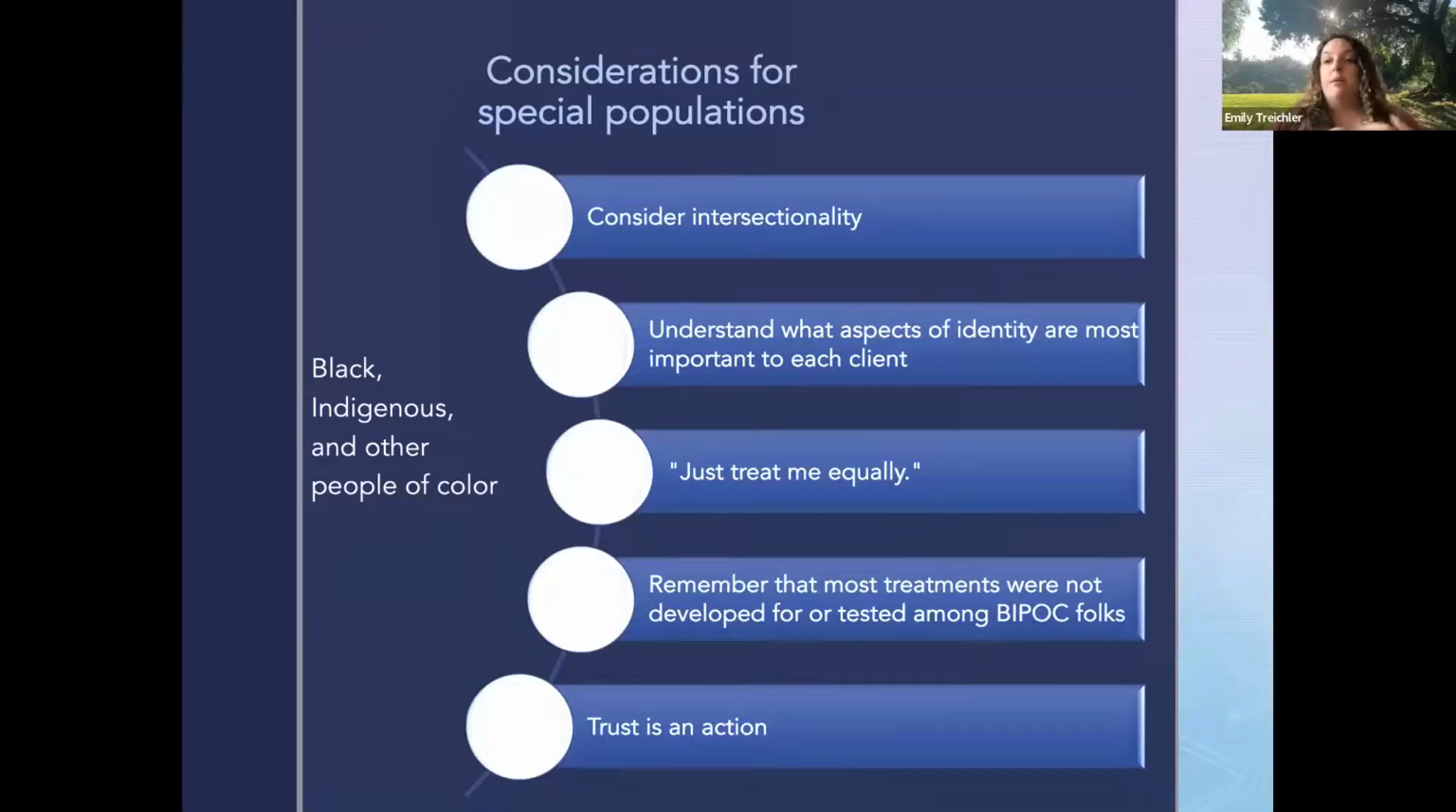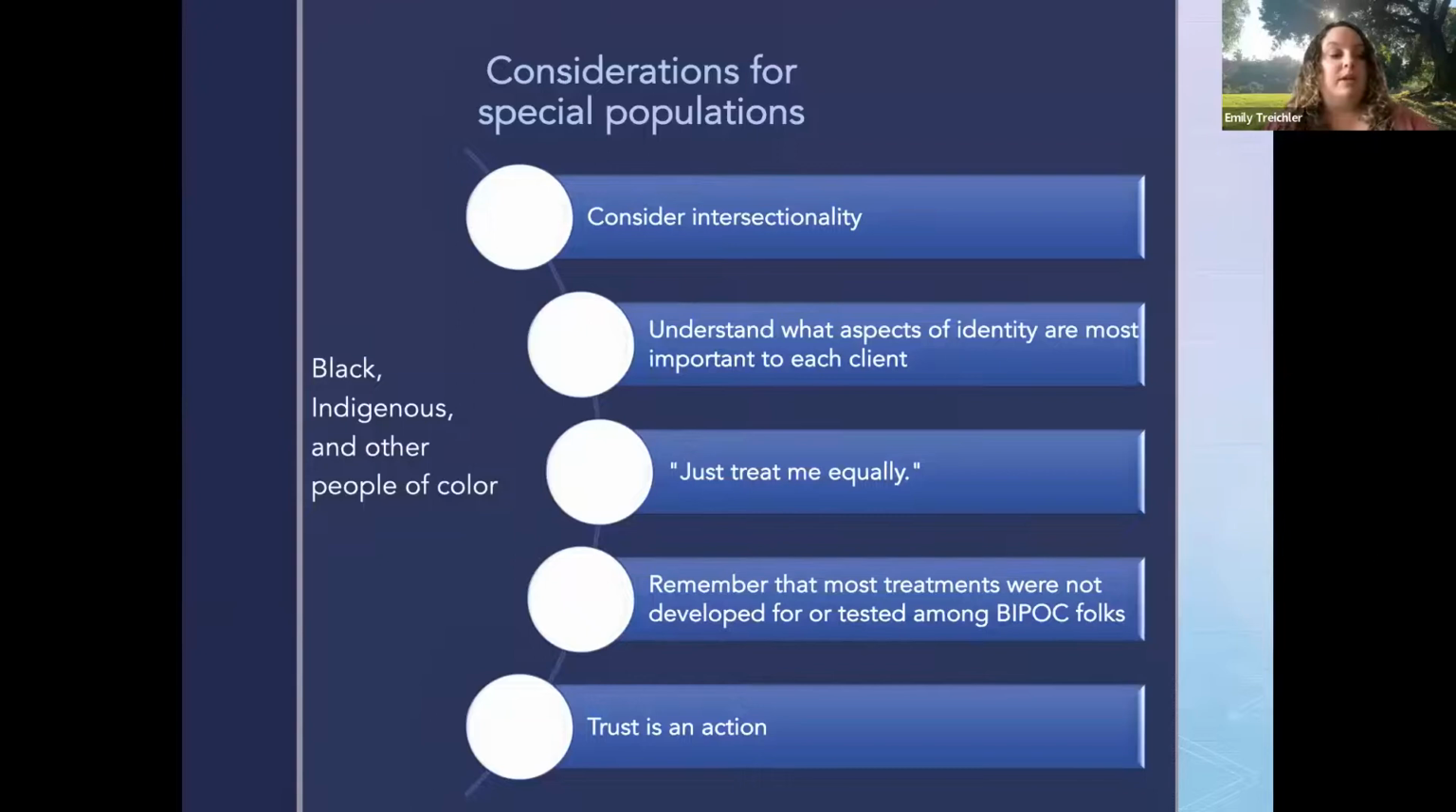So having a broad consideration of that holistic approach to care and what will really be appropriate for the individual you're working with is important. And then finally, I've talked about trust before, I'll talk about it again here, that trust isn't just a statement. We can't just say, trust me. Trust is an action, it's a committed action.